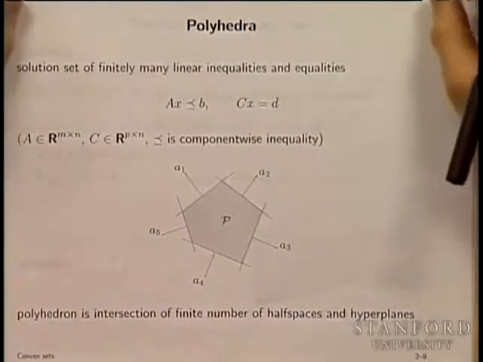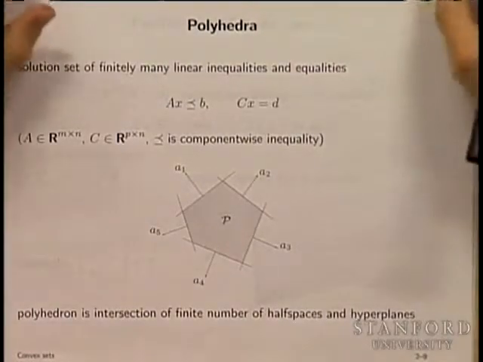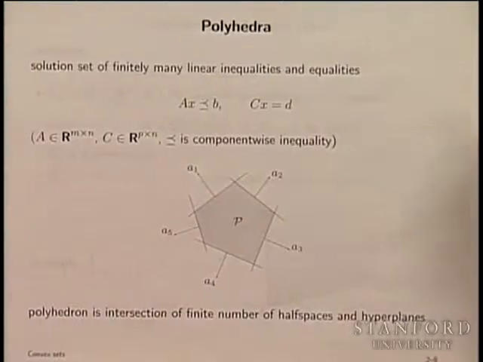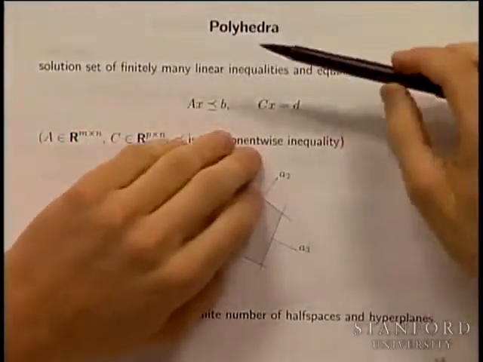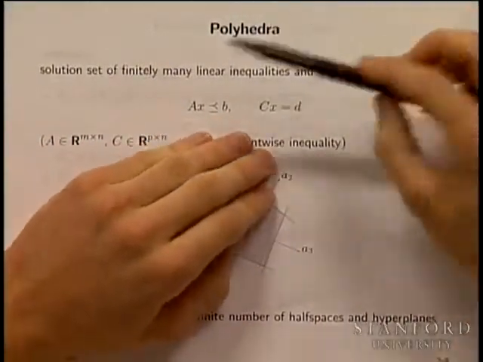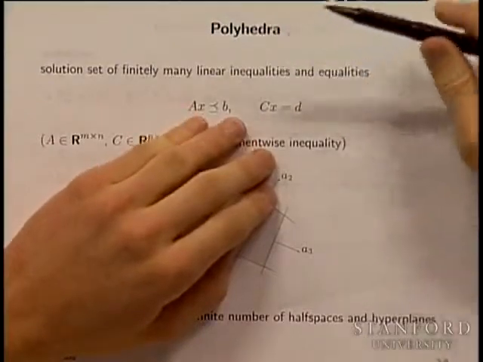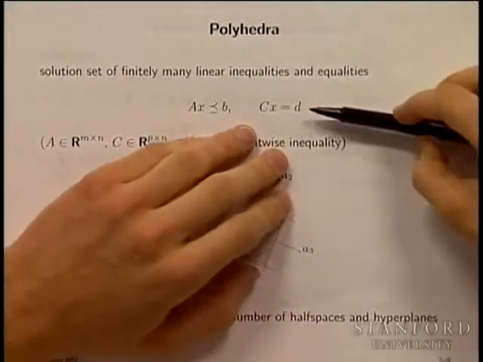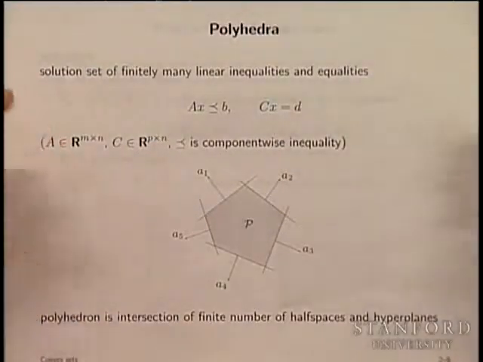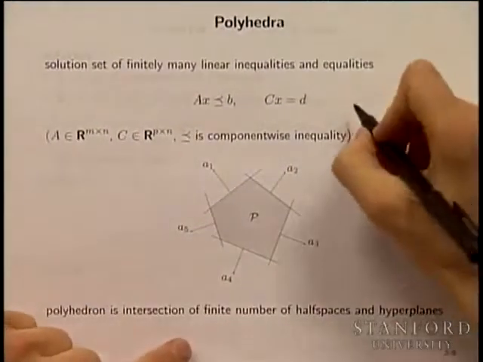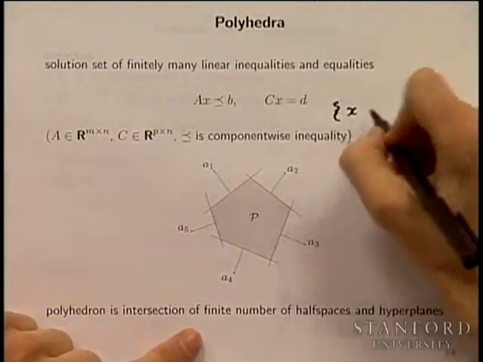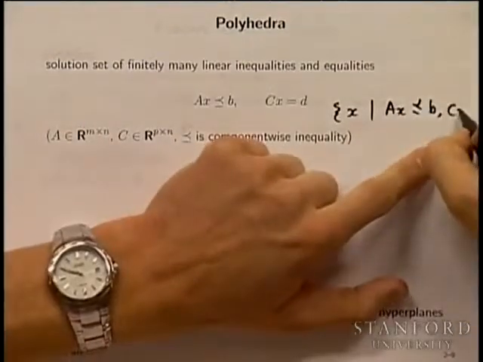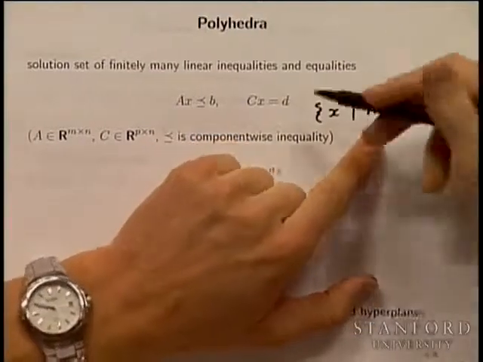Okay, so here we have a slightly more interesting set of shapes that are also convex. So a polyhedron is the solution set of finitely many linear inequalities and equalities. Here's one of the ways that we can represent it. We can say a polyhedron is any x such that Ax is less than b and Cx equals d. And that would be a polyhedron.